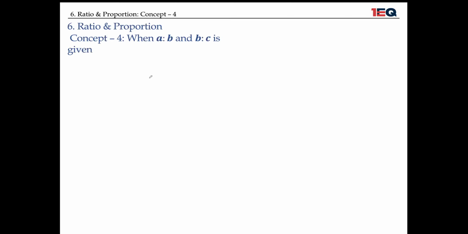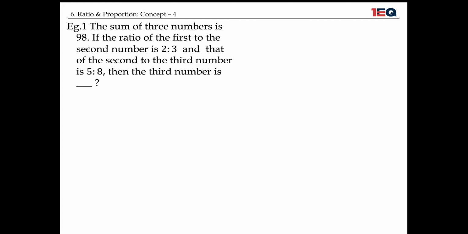I have already taught you when A is to B is given as a separate ratio, and again B is to C is given as a separate ratio. At that time, you have to apply a little bit of shifting here and here, and then you have to multiply all of them, and that's when you get your final answer. Let me take you to the question directly. If the sum of three numbers is 98, and the ratio of the first to the second is 2 is to 3, and that of the second to the third is 5 is to 8, tell what is the third number.